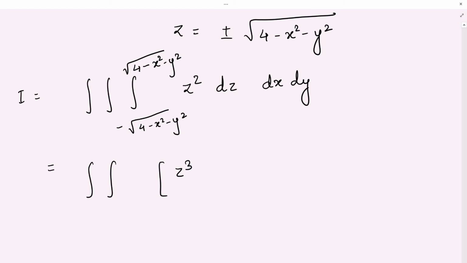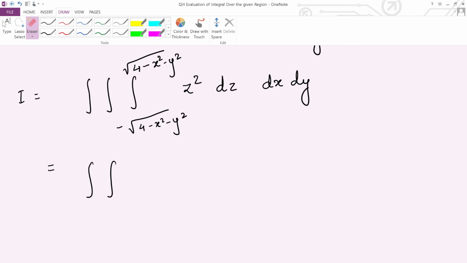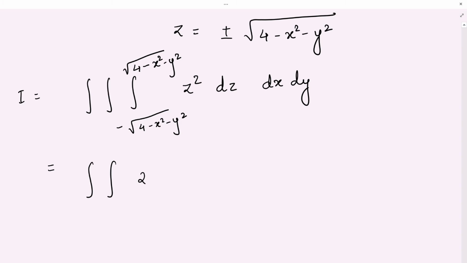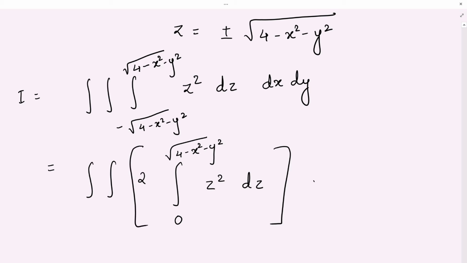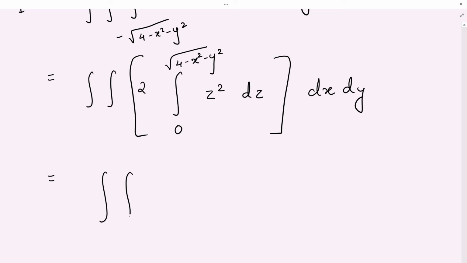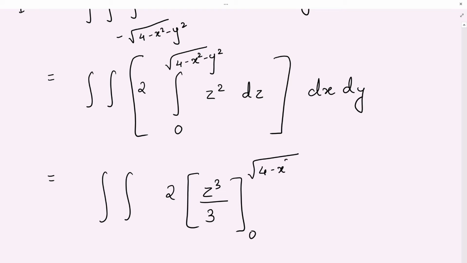z cube by 3, or you know that since it is an even function, by the property of definite integration, minus a to a can be written as 2 into 0 to a. So let's write that 2 into 0 to a, 4 minus x square minus y square and z square dz, dx dy. So now this can be integrated as 2 into z cube by 3, 0 to 4 minus x square minus y square dx dy.